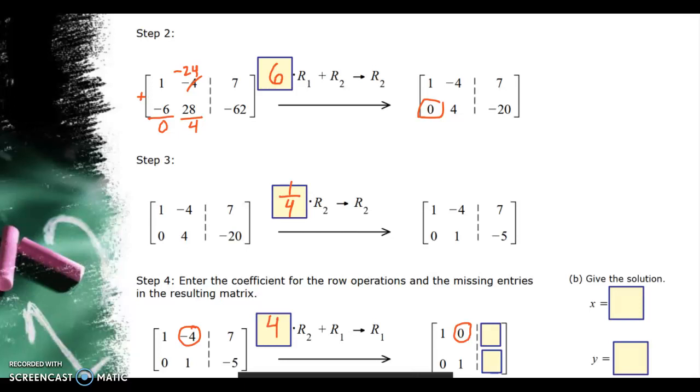And then once we're here, what are we going to get in these boxes? Well, the bottom doesn't change. But if I take negative 5 times 4, I get negative 20. And then remember, I'm adding these rows together. Negative 20 plus 7 is negative 13. So I should get x is negative 13 and y is negative 5.